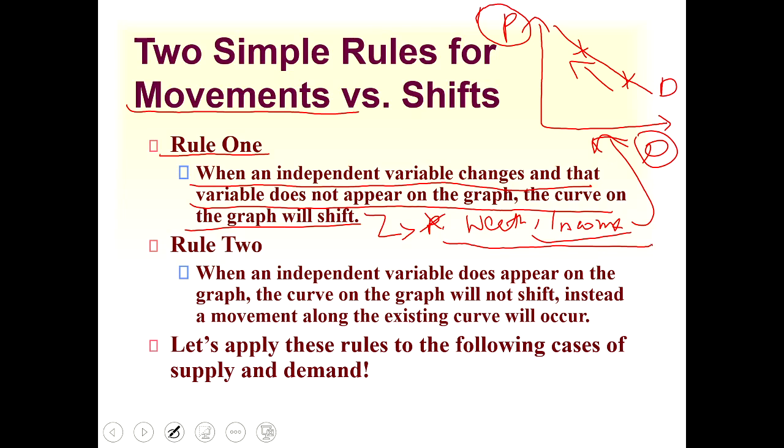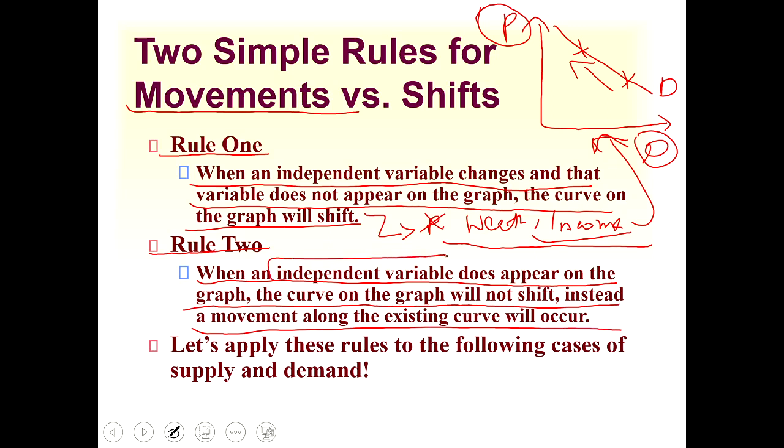And rule 2 says that when an independent variable does appear on the graph, the curve on the graph will not shift. Instead, a movement along the existing curve will occur. So here, in this case, the independent variable which appears on the graph is the price level. This price level is an independent variable, and it appears on the graph. So whenever an independent variable appears on the graph, the curve will not shift. It will make a movement along the curve from point A to point B.